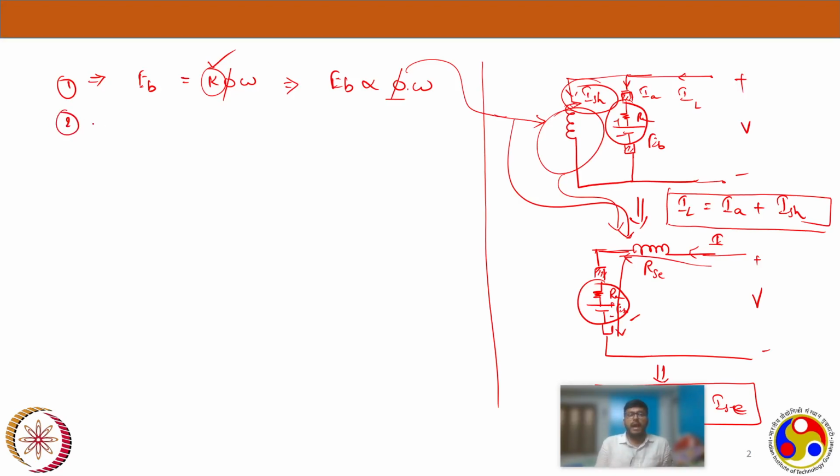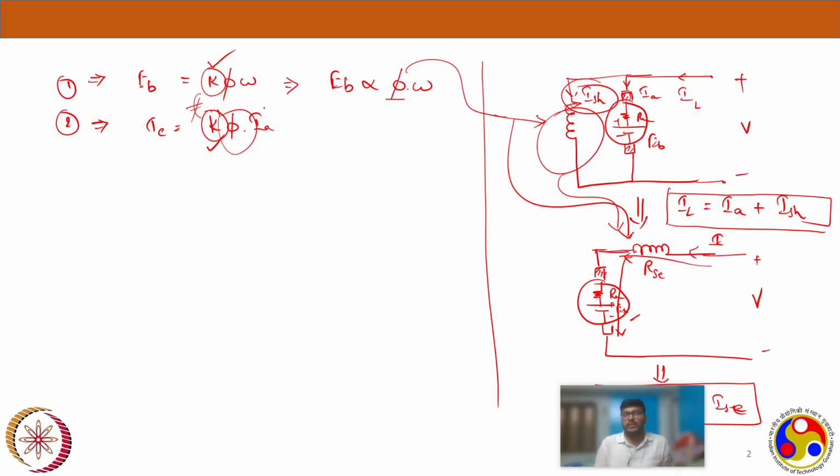So EB is the back EMF developed inside the motor, and the mechanical or electromagnetic torque developed, TE, is proportional to K' phi IA. This K' is a constant, but it is different from the earlier K; these two are not equal. It also depends on the amount of flux generated in the field winding, and that flux depends on the current flowing through the field winding.